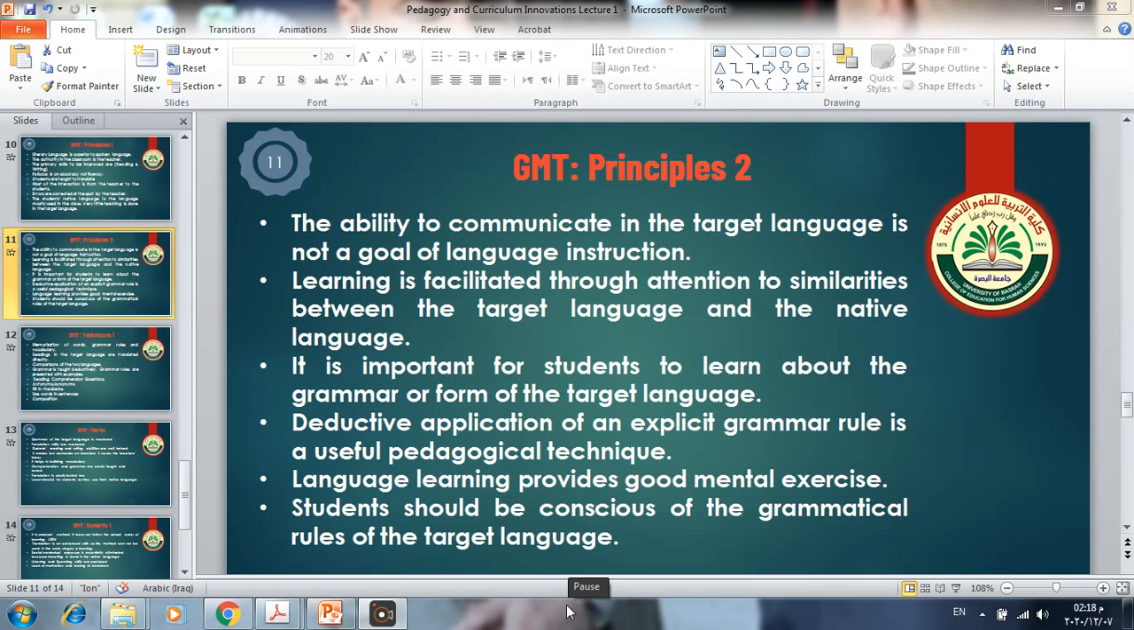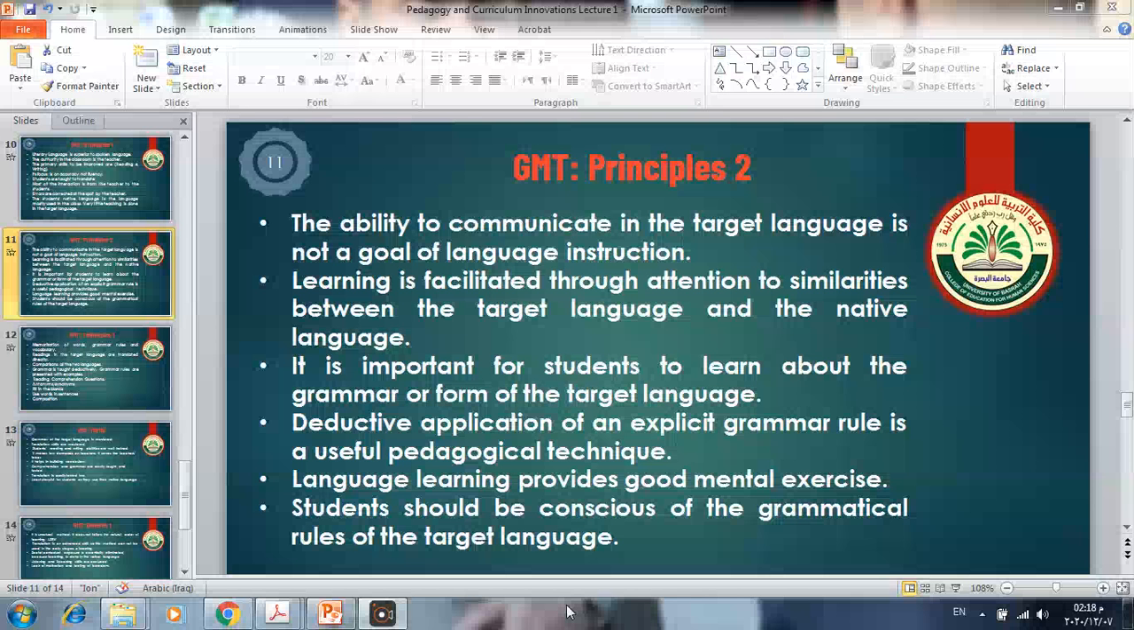The ability to communicate in the target language is not a goal of language instruction. So when we instruct our students through the use of the grammar translation method, we don't aim at developing their ability to communicate in the target language. Our major aim here is to help them to read and translate from the target language into the native language.